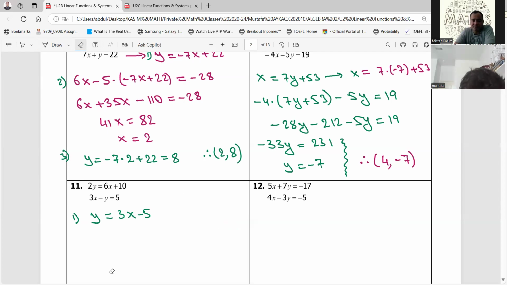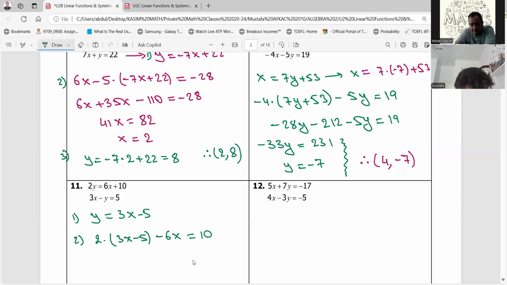Solve it in your notebook. For me, I put the 6x onto the other side. So negative 6x plus 2 parentheses 3x minus 5 equals 10. Okay, the second one is you're substituting this into the first equation, 2 times y. So that is 3x minus 5. And moving 6x to the right-hand side, minus 6x is equal to 10.